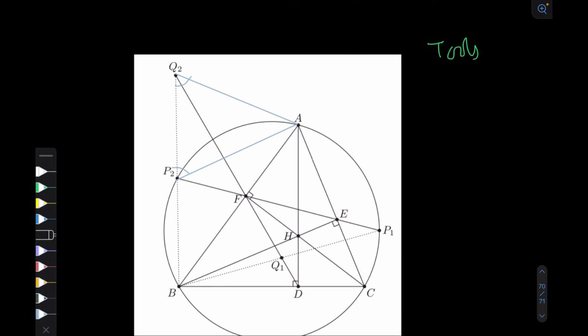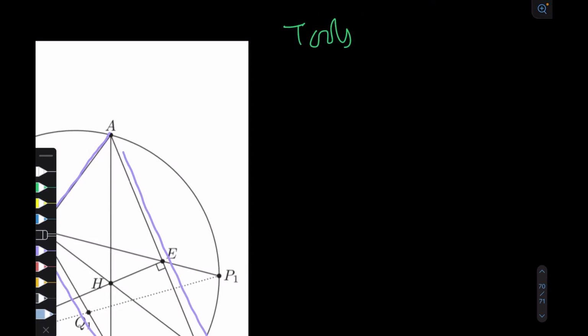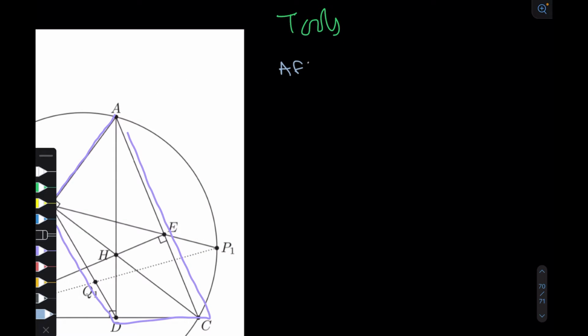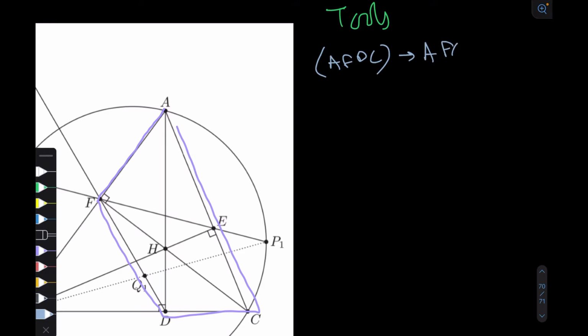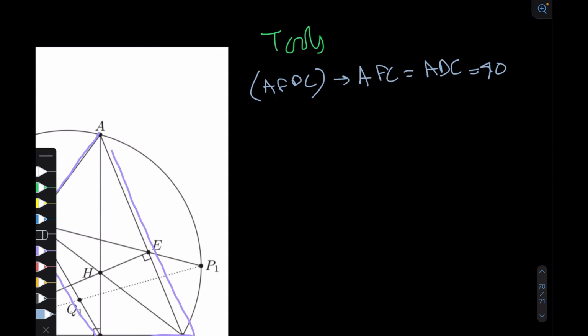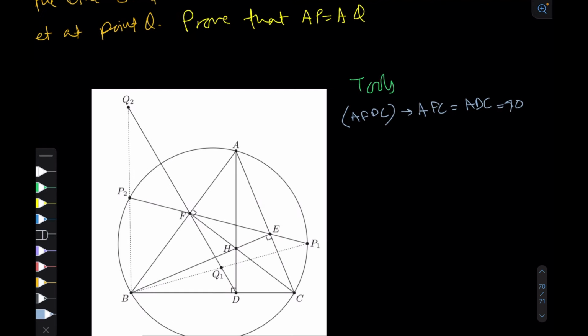Now over here, what would be of interest to us is the fact that this certain quadrilateral, that is AFDC, is in itself a cyclic quadrilateral. So in the tools right here I will write that AFDC is cyclic simply because angle AFC is equal to angle ADC, which is actually 90 degrees. So this is one of the tools that we will use. This is less of a tool and more of a strategy.